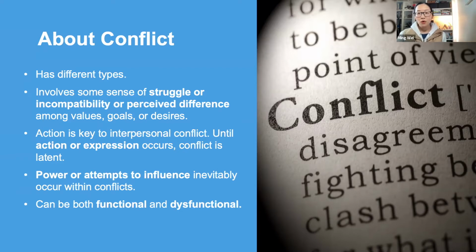And for any interpersonal conflict, action is key. Okay, until someone expresses their frustration, or until someone does something about it, takes action about it, the conflict can be latent. So it can stay below the water until someone takes action about something. All right, and also power or attempts to influence inevitably occur within conflict.